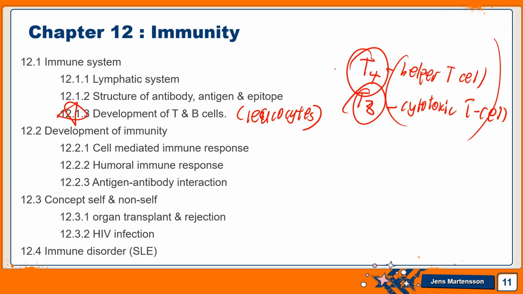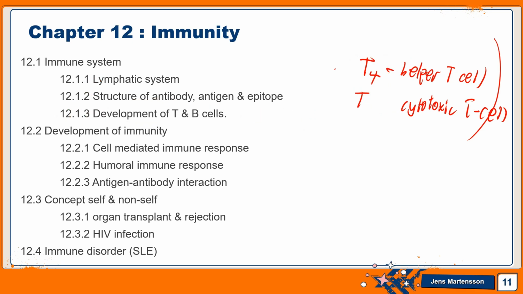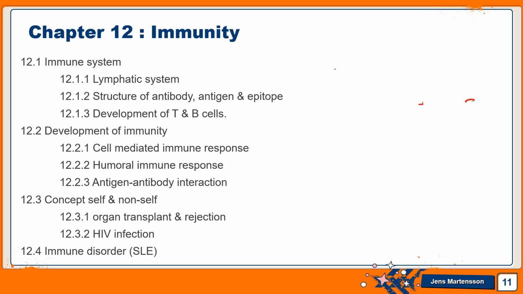So before you know the immune action, you have to know the development of T and B cell. That means how T cell and B cell develop from the lymphatic system. It is developed from the lymphatic system. But how? Now you have to know. So this is just the introduction, intro only. We have not entered the immune response yet.